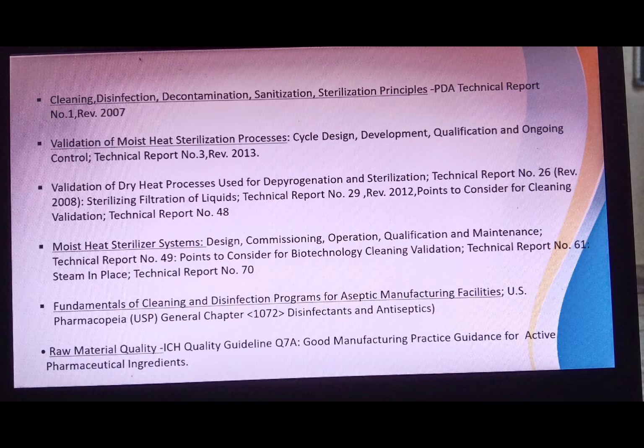Points to consider for cleaning validation, technical report number 29. Moist heat sterilizer system design, commissioning, operation, qualification and maintenance, technical report number 48. Points to consider for biotechnology cleaning validation, technical report number 49. Steam in place, technical report number 61. Fundamental of cleaning and disinfection program for aseptic manufacturing facility, technical report number 70. US Pharmacopoeia chapter 1072, disinfectant and antiseptic. Raw material quality, ICH quality guideline Q7A, good manufacturing practices guidance for active pharmaceutical ingredient.